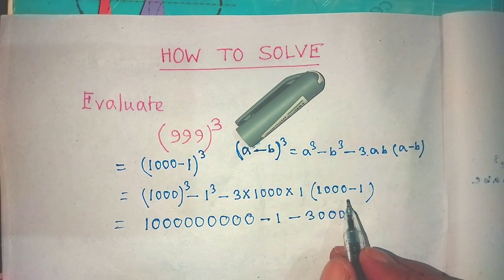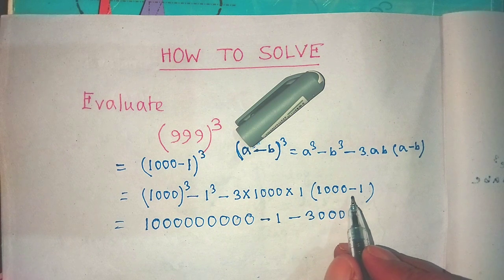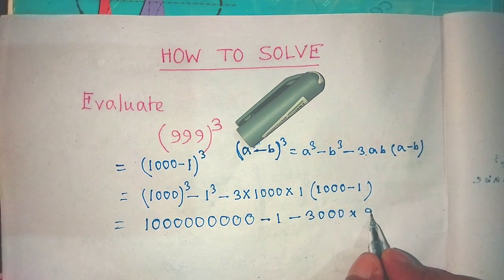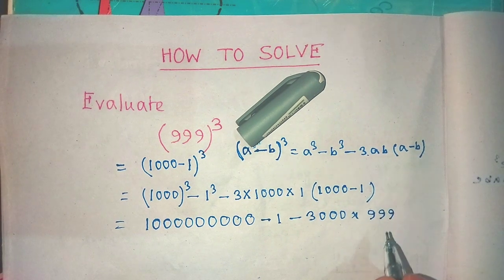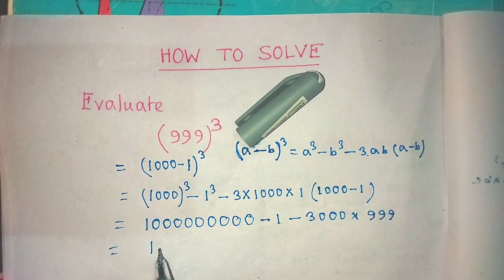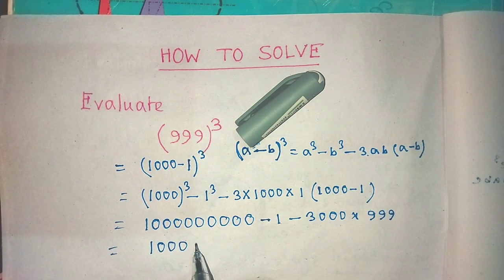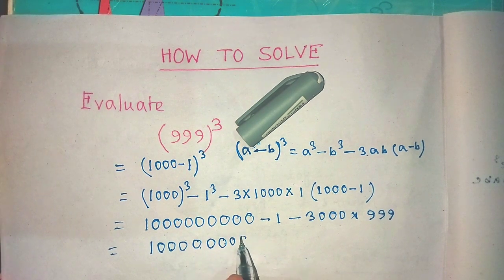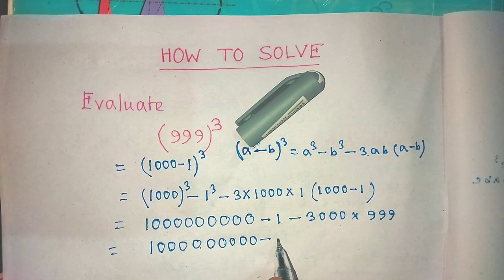Into, inside this first bracket, here is 1000 minus 1. If you subtract 1 from 1000, then you get 999. So student, again we have to write 100 crore. After 1, we have to take 9 zeros: 1, 2, 3, 4, 5, 6, 7, 8, 9, minus 1.